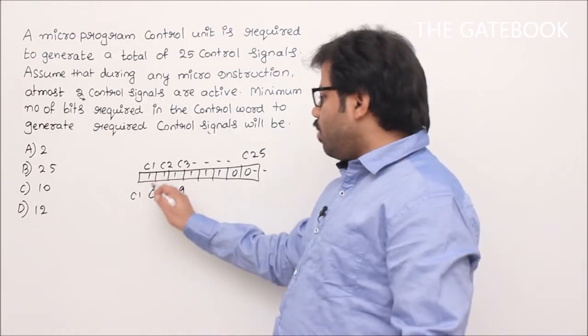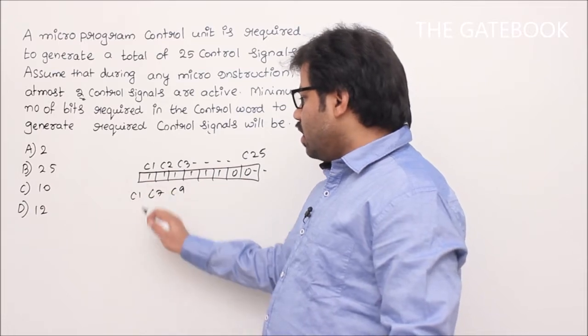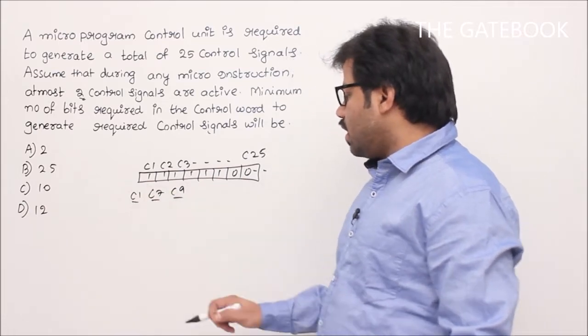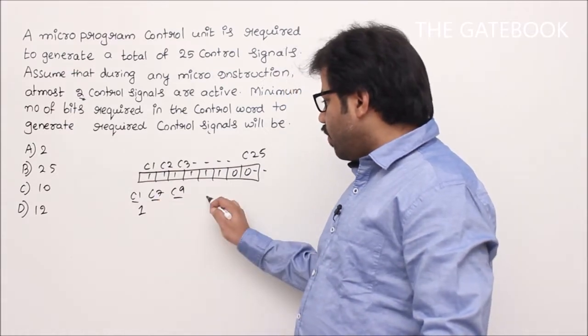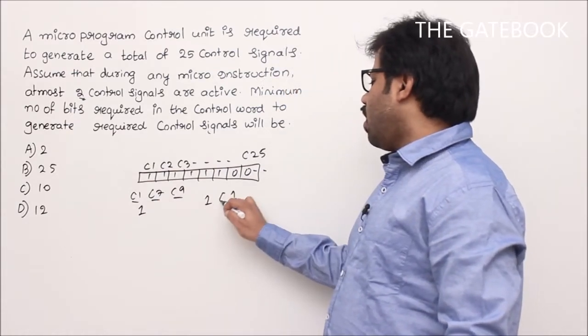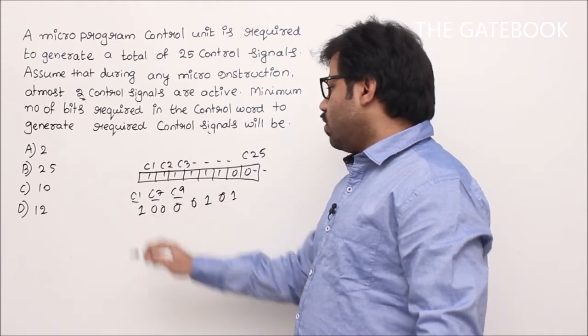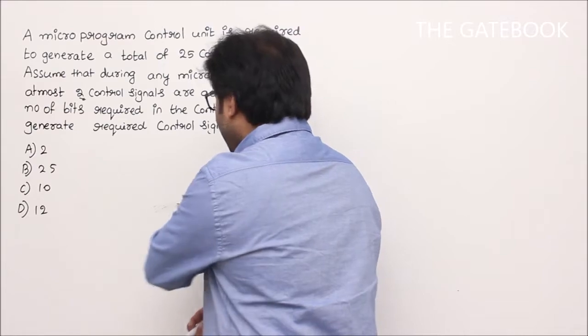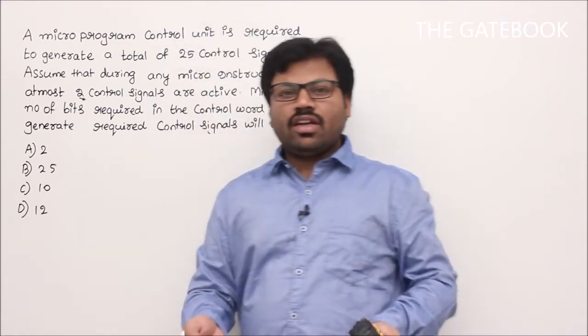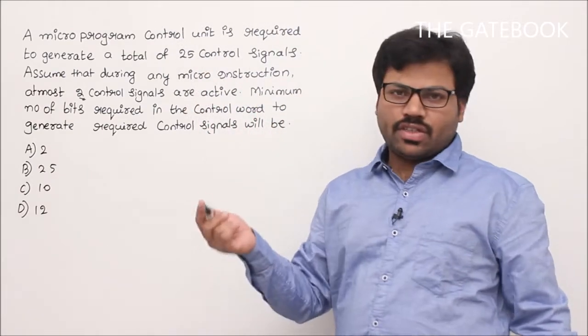Then we can easily represent it with 25 bits. If you want to say that C1, C7, C9 are active, then make the C1 bit 1, C7 1, C9 1. All other bits should be zeros. So with 25 bits we can generate. That is the regular story. But here I have to optimize. Correct? The minimum number of bits required is the question.